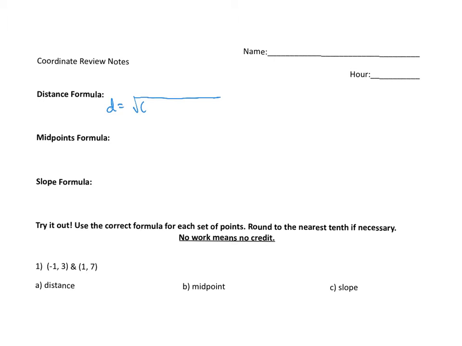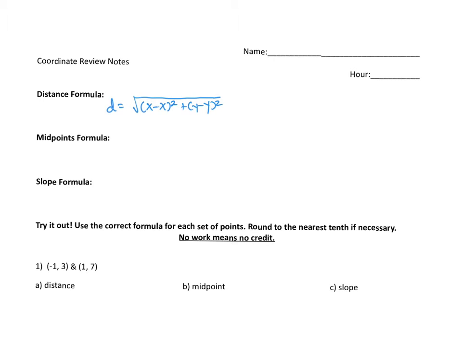and it really doesn't matter. So x minus x squared plus y minus y squared. It doesn't really matter in this case the order of your x's or your y's. So the difference of x's squared plus the difference of y's squared, square root all of that.